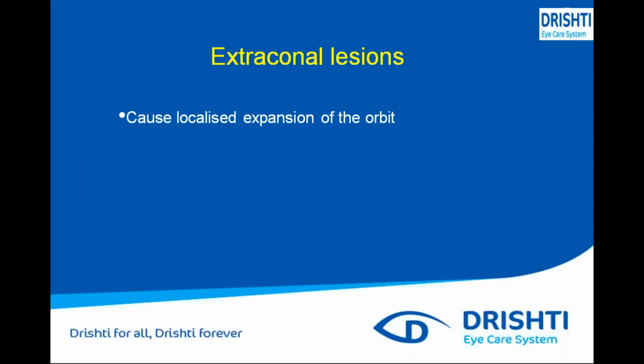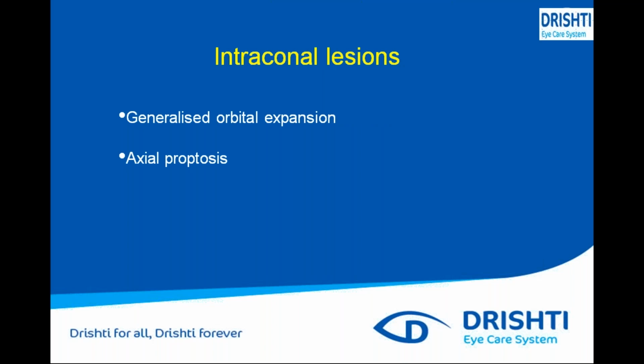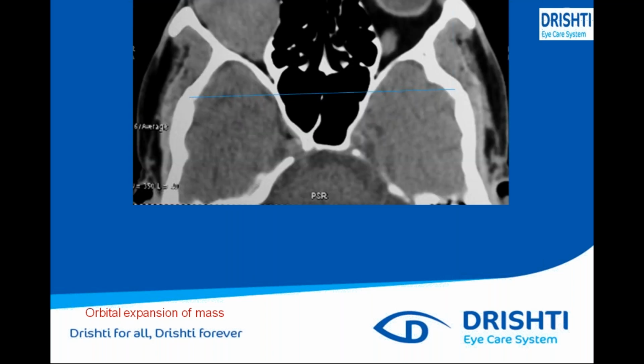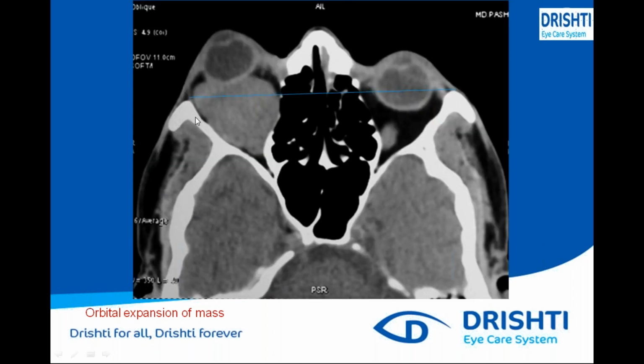So coming to the extraconal mass and intraconal mass. There are two things, extraconal and intraconal. If you see this picture, this is an intraconal mass. The rectus muscles are visible on this side, on the other side it's not well visible, but the mass is inside the cone, inside the two orbits.